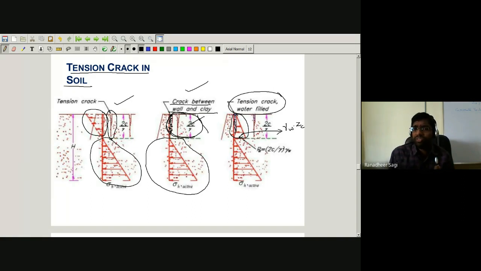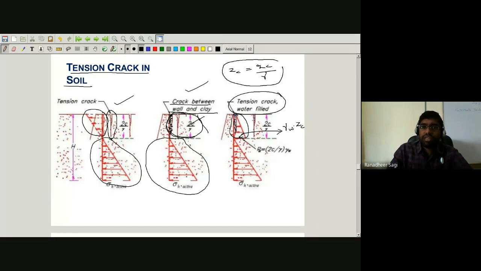Okay, please don't get confused. In some cases the tension crack depth is indicated as 2C by gamma. So what is ZC equal to 2C by gamma indicating? It is indicating that your phi value is equal to 0. Whenever your phi value is equal to 0, it's obvious that the ZC you are referring to is nothing but 2C by gamma.